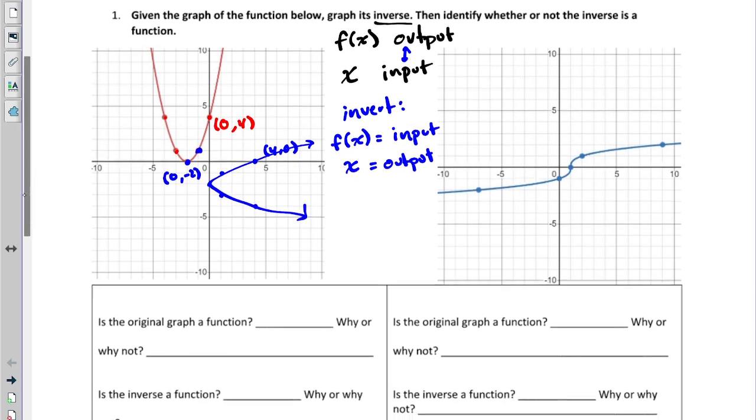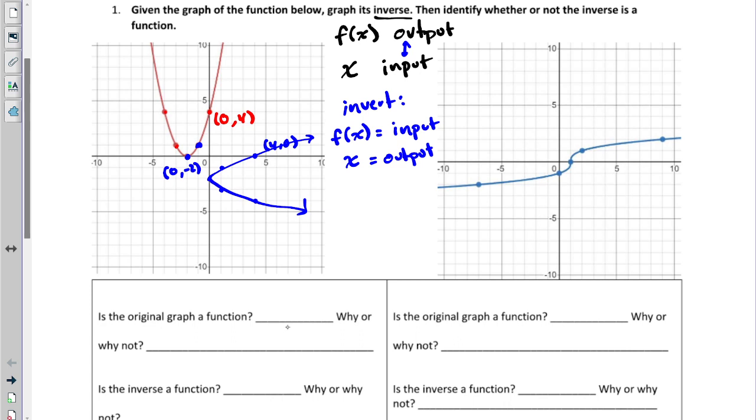Okay. Now, is the original graph a function? Well, we know that something's a function when it passes the vertical line test, meaning if I draw a straight up and down vertical line across my graph and it ever crosses more than once over the top of my curve, then I know it's not a function. But in this case, I think I'm in the clear. If I scan anywhere left to right, I'm going to be okay. I don't cross it more than once.